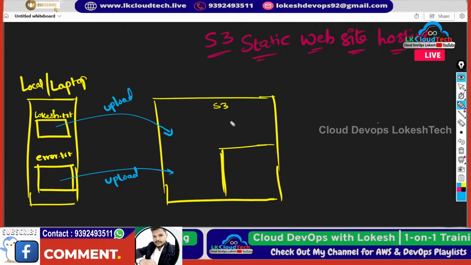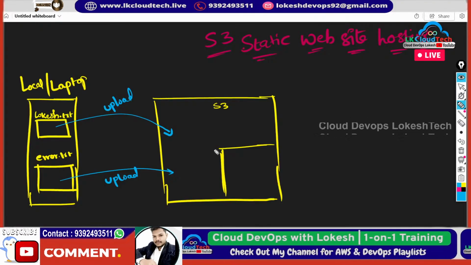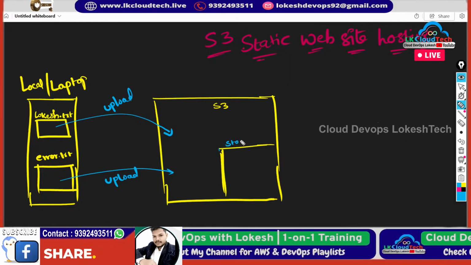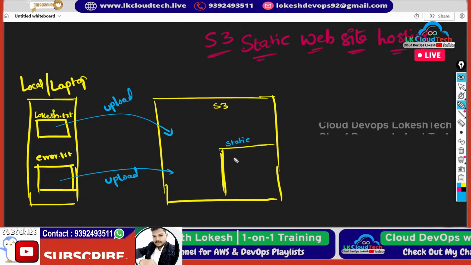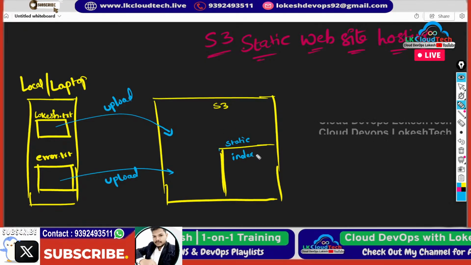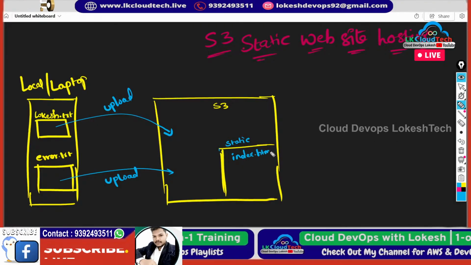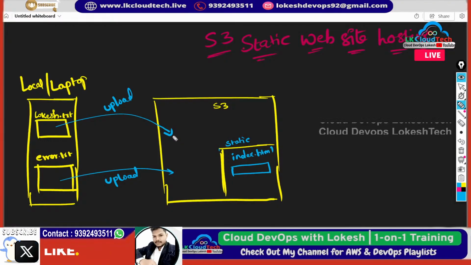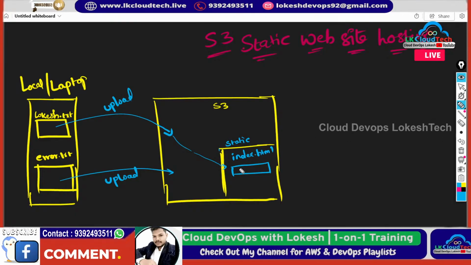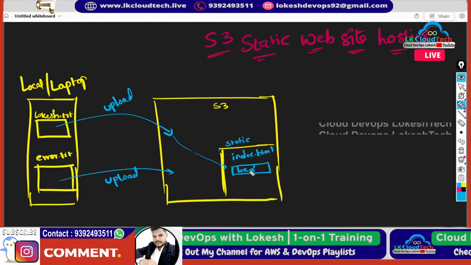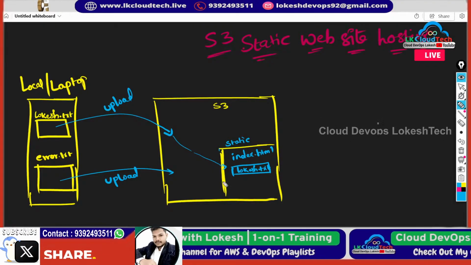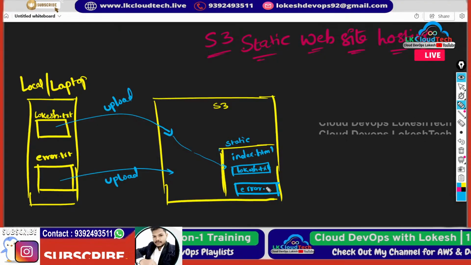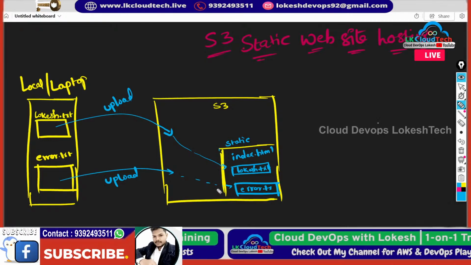Then in S3, static web hosting will be there. There I'll keep index.html. You know this already, we tried this already. I'll keep these two files with this index.html. The first file is the one named Lokesh dot txt. I'll also keep the other file called error dot txt here.